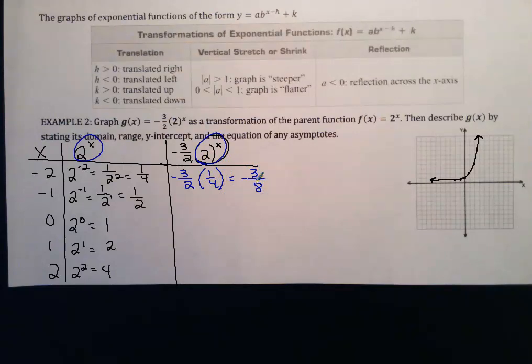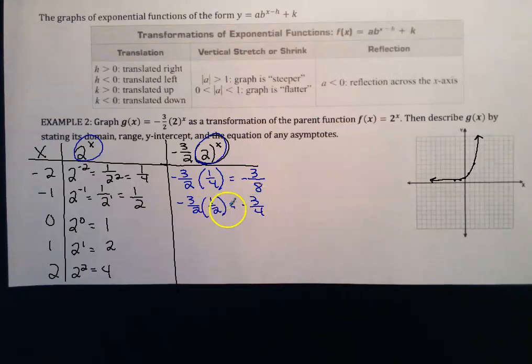So it's going to make it a little bit easier to solve because you did your parent function first. 2 to the power of negative 1 here is 1/2. So we're just going to say, well, negative 3/2 times 1/2 equals what? Negative 3/4. Sorry, I don't know how to do fractions without a calculator. You multiply straight across. That's it.